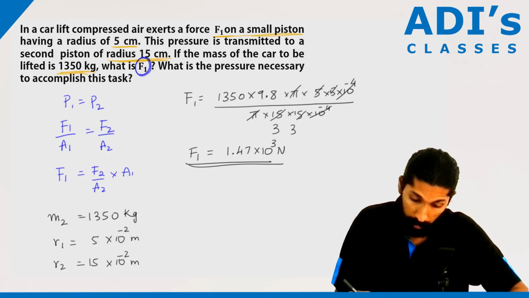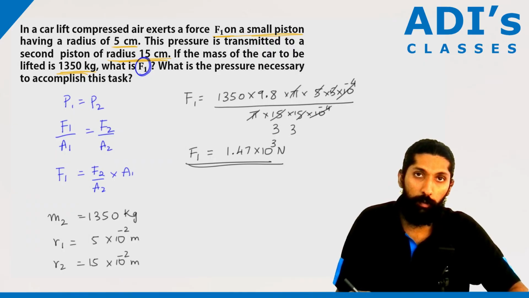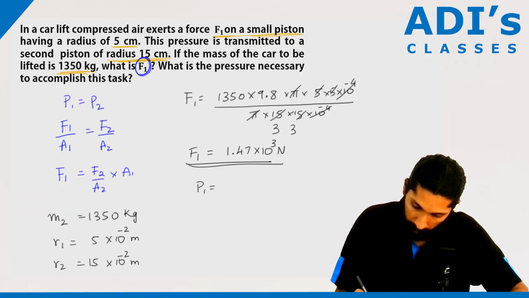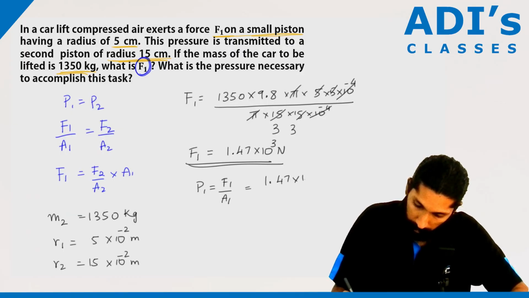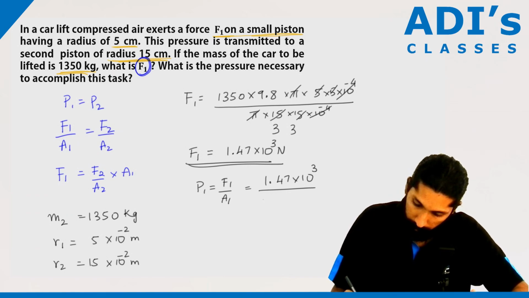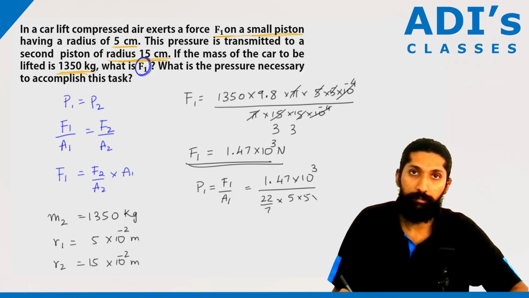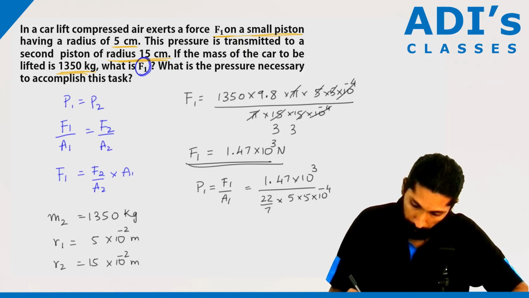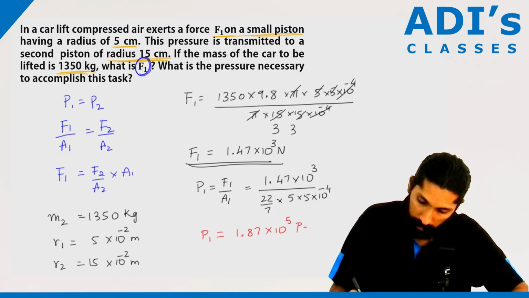Second part of the question, what is the pressure necessary to accomplish this task? Pressure is what? P1 is equal to F1 by A1. So we can write P1 is equal to F1 divided by A1, which is 1.47 into 10 power 3 divided by A1. A1 is what? Pi, 22 by 7, into 5 into 5 into 10 to the power of minus 4. Correct? Now remember, once you solve this one, you will get the answer P1 is equal to 1.87 into 10 to the power of 5 Pascal.